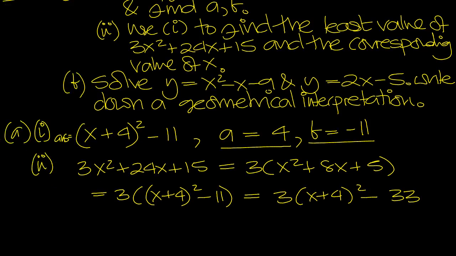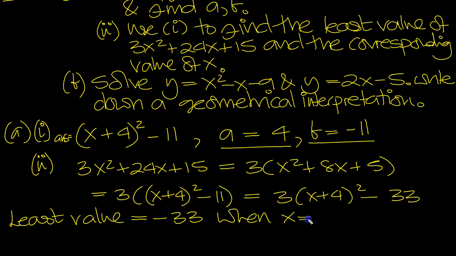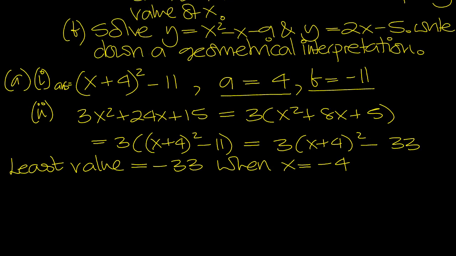So the least value of this is equal to, well, this is squared, so this whole quantity here will be positive. So it's smallest if it becomes 0, and it's 0 when x is minus 4. And then we get a value of minus 33, and that happens when x is equal to minus 4, isn't it? Because this whole thing would be 0 then. Okay, that's part 2.